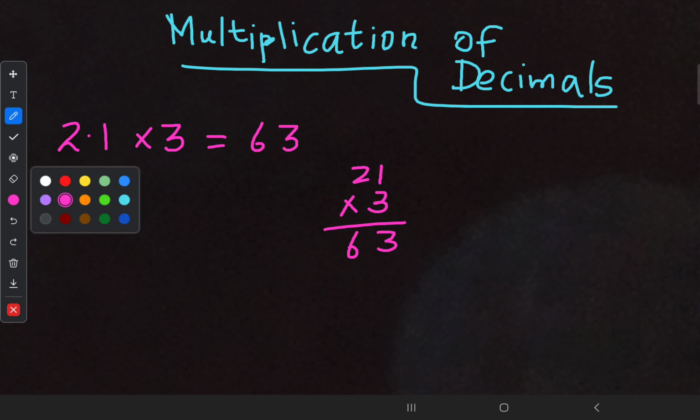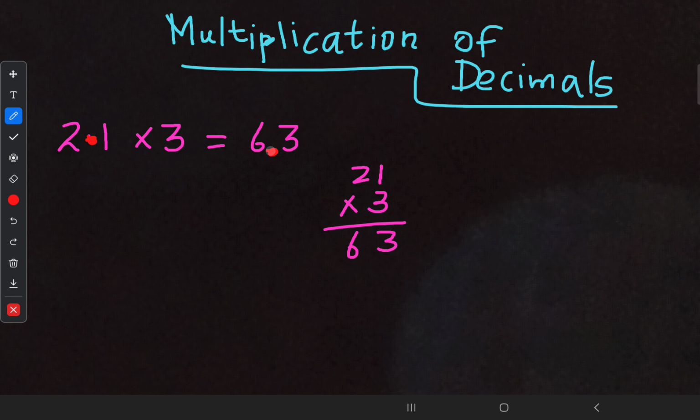And here the question is, how many digits are after the decimal point? Only one digit after the decimal point. Likewise, we have to place our decimal so that the answer has only one digit after the decimal point. When we place our decimal here, there are no digits after it. When we place it here, this is the exact place.